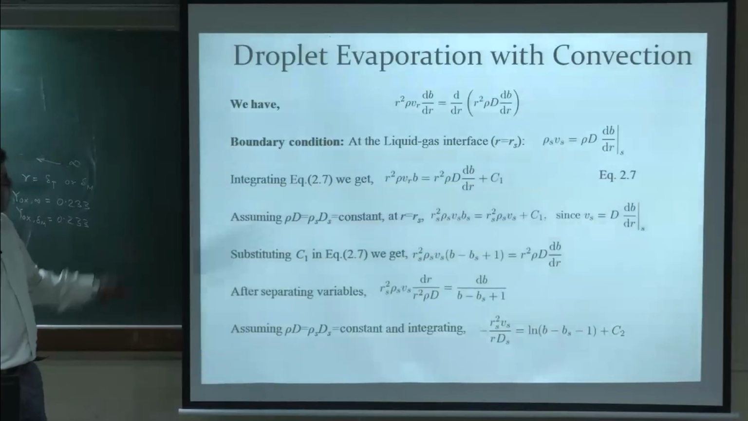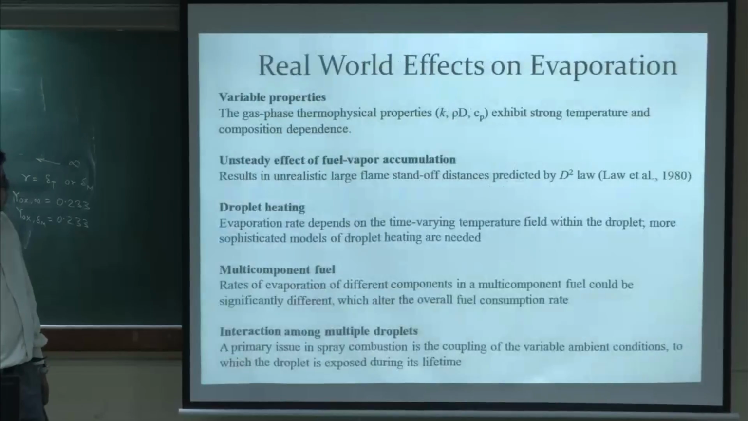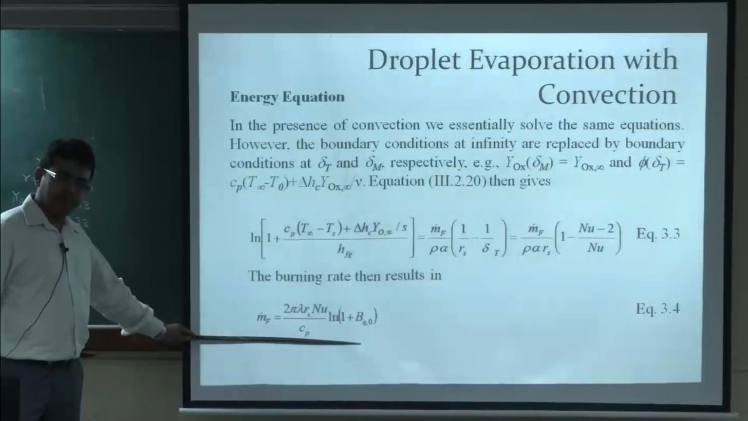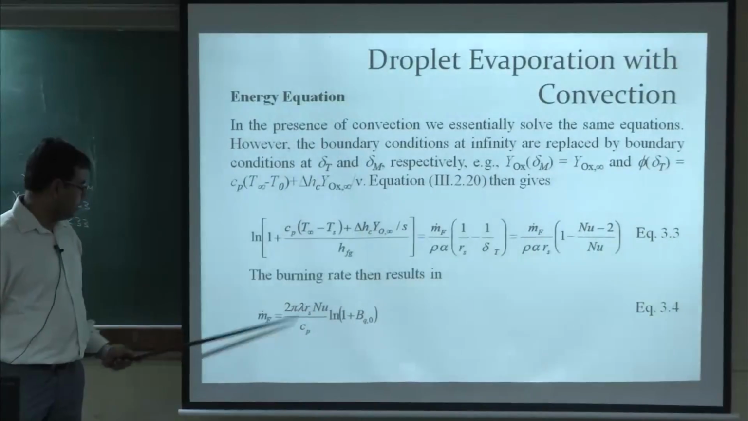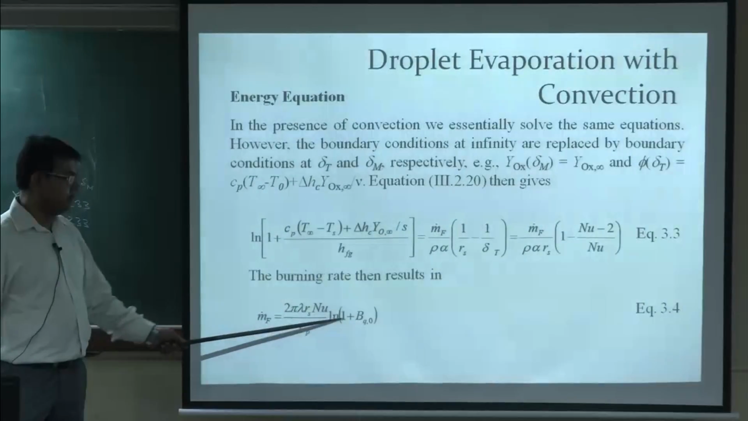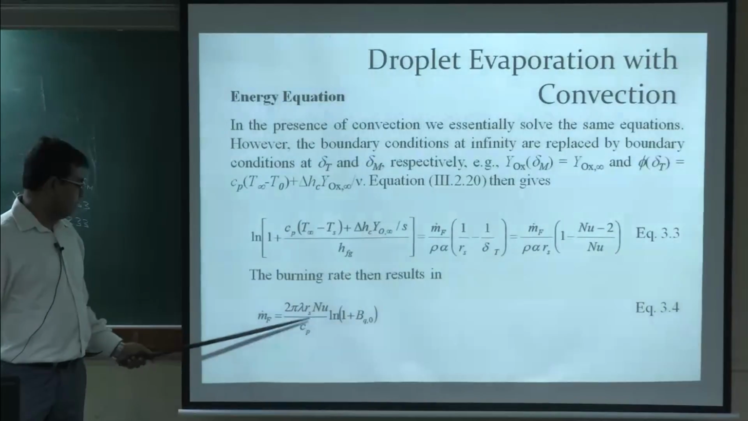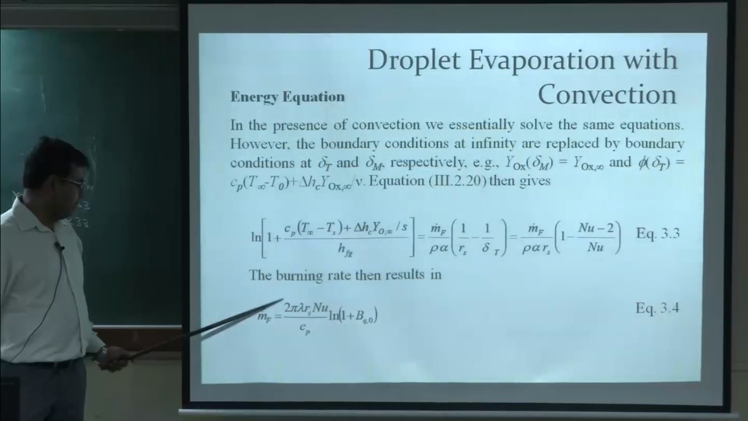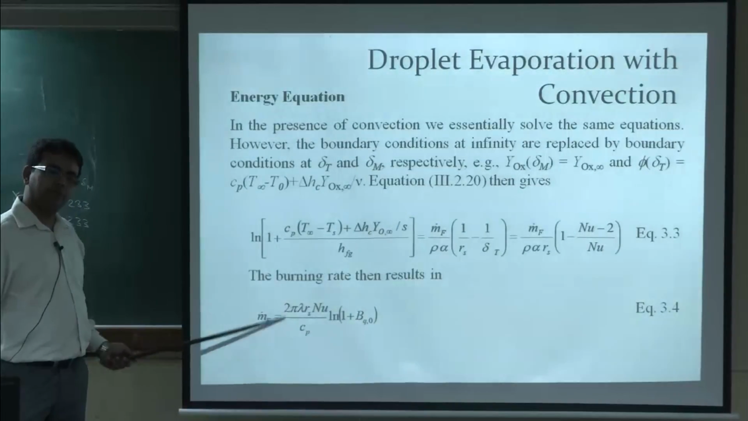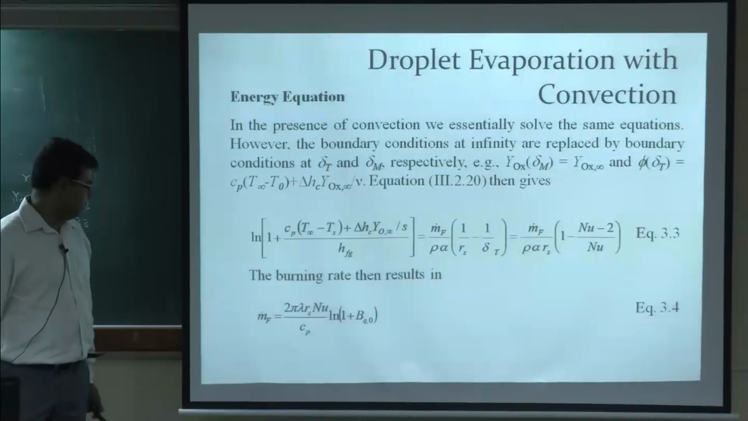Okay, so here is the analysis for this. I will skip that. So finally, your rate of evaporation is basically this, and if you recall, earlier you got the rate of evaporation is 4 pi lambda Rs times log of 1 plus B. Now this factor 4 has become 2 and there is a factor Nu. If Nu is 2, then you recover the same expression that you derived before.